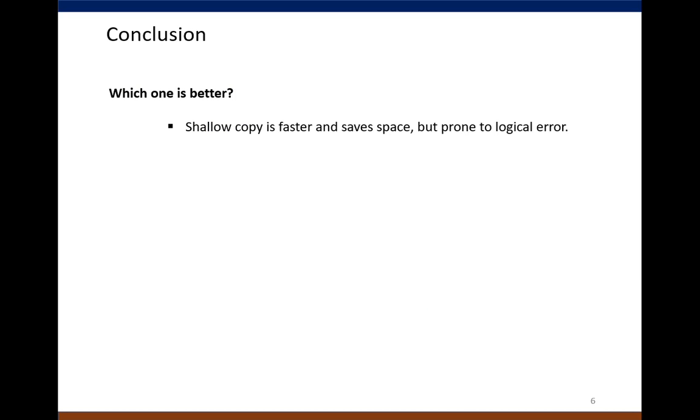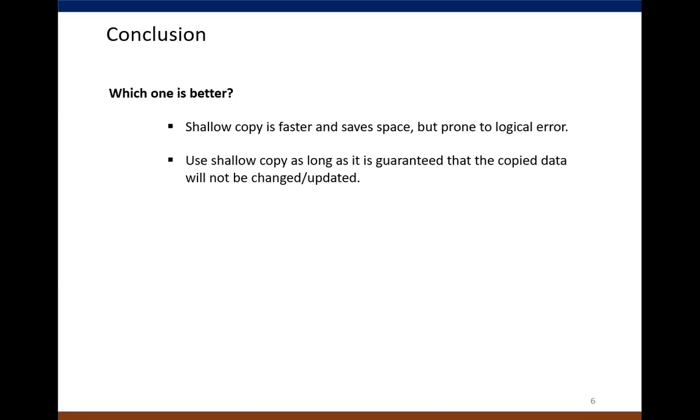So which one is better, deep copy or shallow copy? Well, shallow copy is faster and saves space, but it is prone to logical errors. As long as it is guaranteed that the copied data will not be changed or updated, we can use shallow copy. Otherwise we have to use deep copy. So that is all from today's lecture.